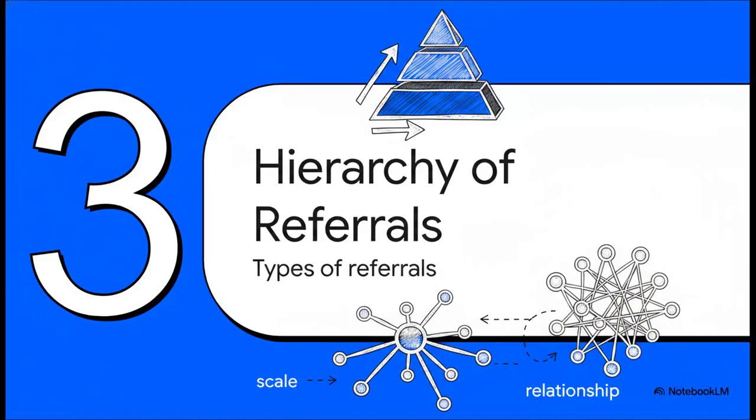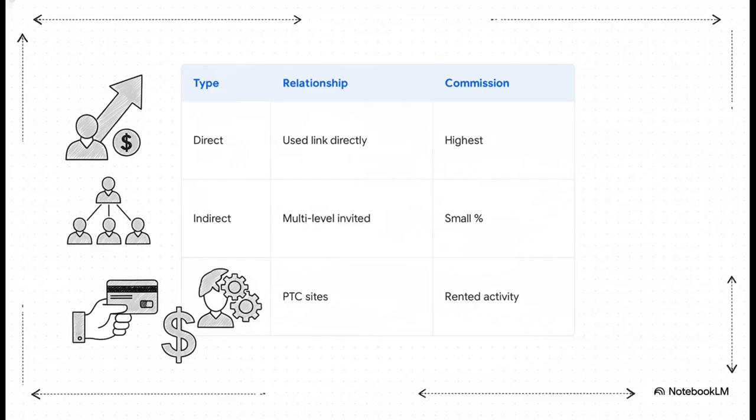Which brings us to Section 3, hierarchy of referrals, because, as it turns out, not all referrals are created equal. So there are 3 distinct tiers of referrals here. First up, you have direct referrals, or the first level. These are the people who used your link directly. They are absolutely crucial because they yield the highest commission and the biggest bonuses. Then you've got indirect referrals. This is the second level and beyond.